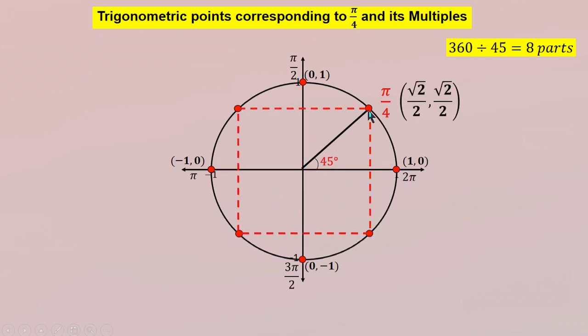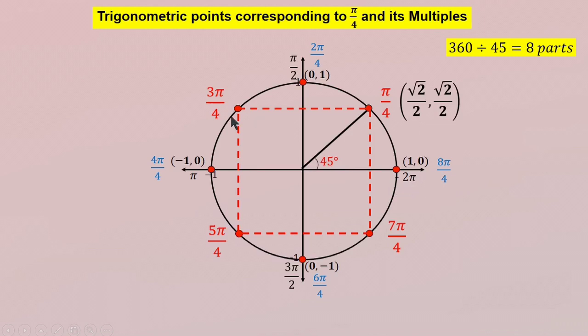This is 1 pi over 4, 2 pi over 4, or pi over 2. So this point is 3 pi over 4. Then 4 pi over 4 or pi. So this is 5 pi over 4. Next is 6 pi over 4 or 3 pi over 2. Followed by 7 pi over 4. And finally, this point is 8 pi over 4 or 2 pi.